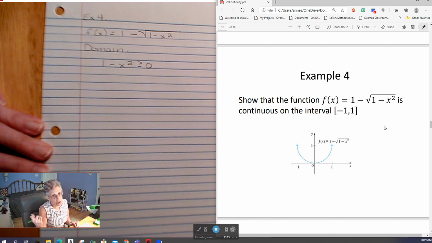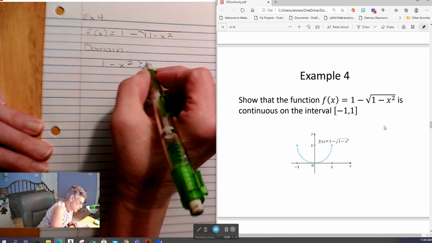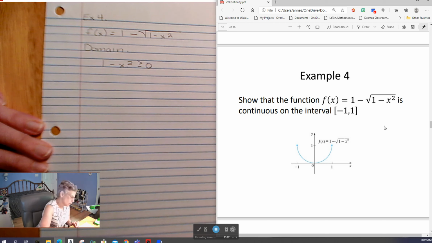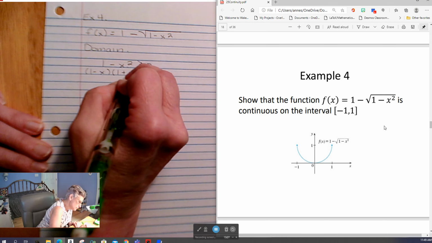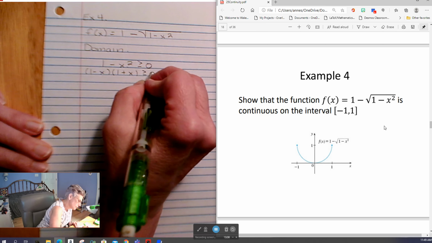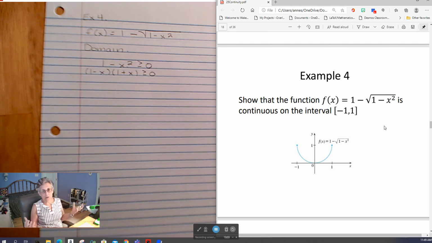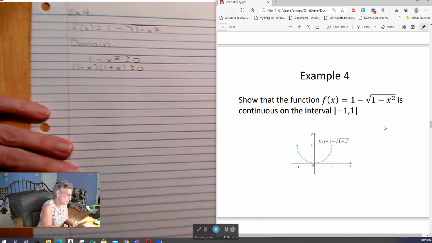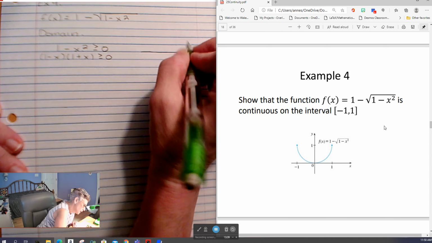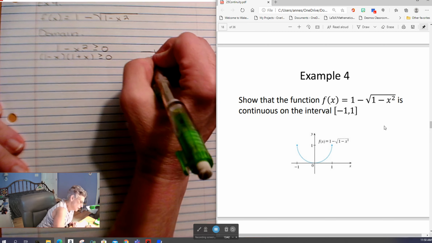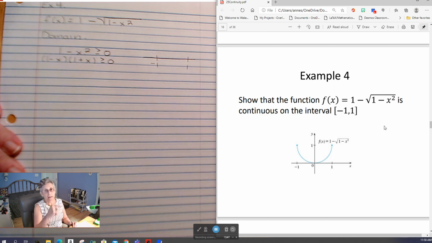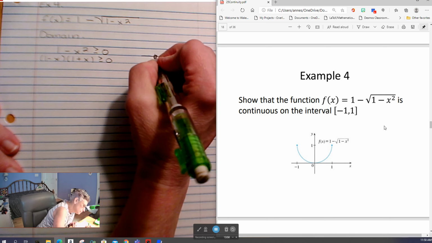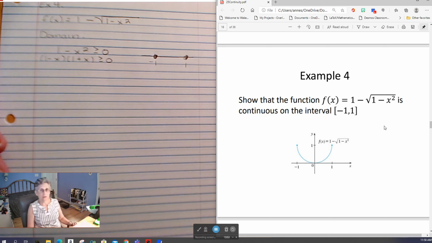Now it's tempting to subtract that 1 from each side, but you know you can't do that. This is a quadratic inequality. So let's write 1 minus x times 1 plus x is greater than or equal to 0. You could make yourself a little sign chart and figure out what that looks like. I'm just going to plot the zeros, -1 and 1. I know it's exactly equal to 0 at both of those endpoints.